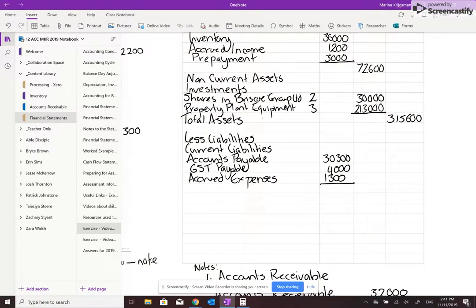Right, so now we're going to add up our current liabilities. So 30,300 plus 4,000 plus 1,300 gives us 35,600. Okay, now we're going to deal with our non-current liabilities, and this is going to be our last note that we need to do. So for our mortgage, we need to write a note for it. So I'm going to put in mortgage, and it's going to be our lowest note, so it's note 4.